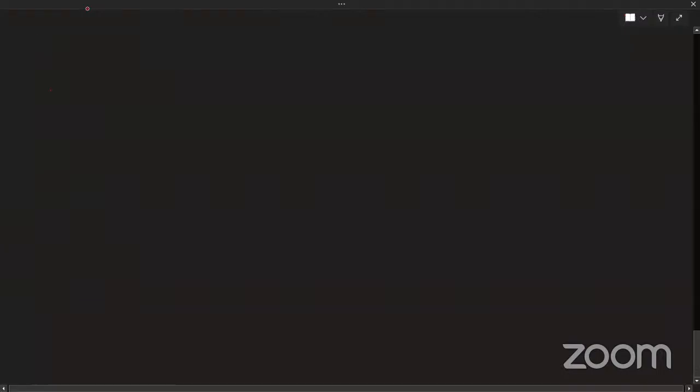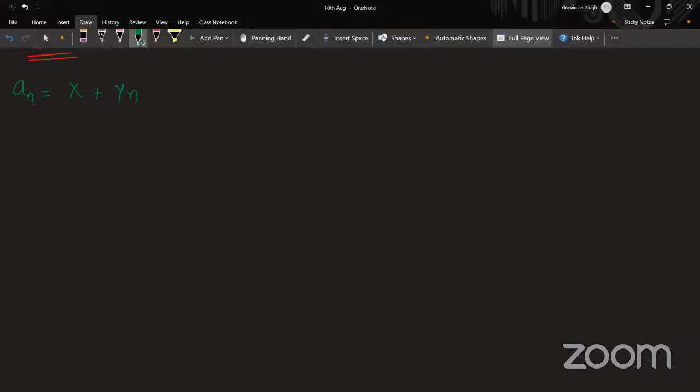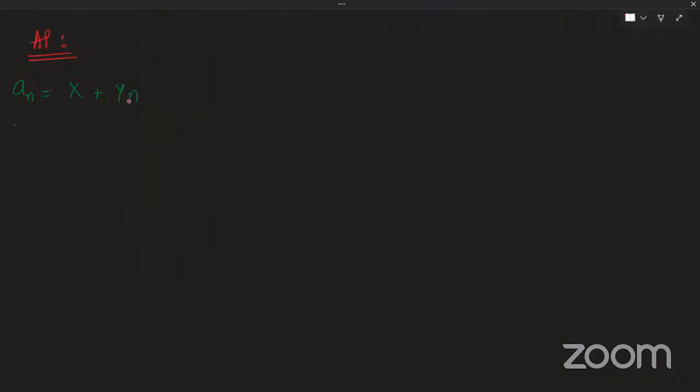So, for example, you have an AP, an arithmetic progression, whose nth term is given to you as x plus yn, where x and y are any real constants, any real numbers. Can you help me find what will be the first term of the AP and what will be the common difference of the AP?